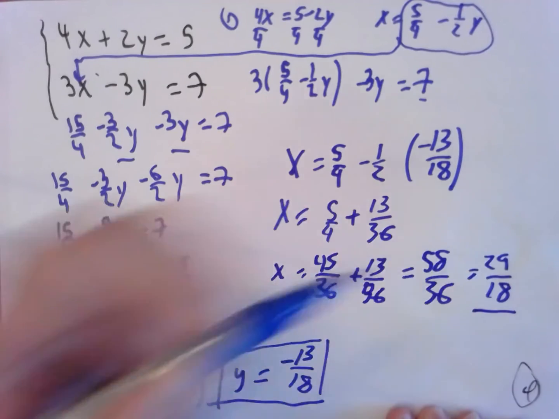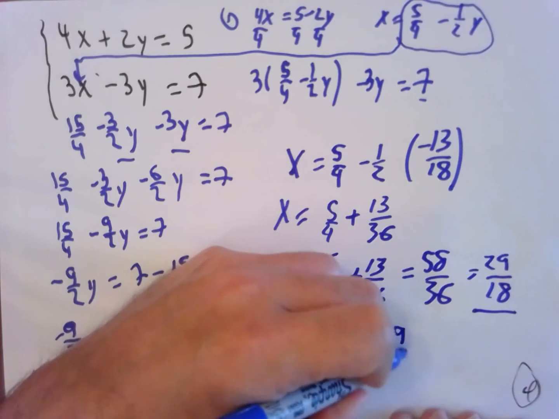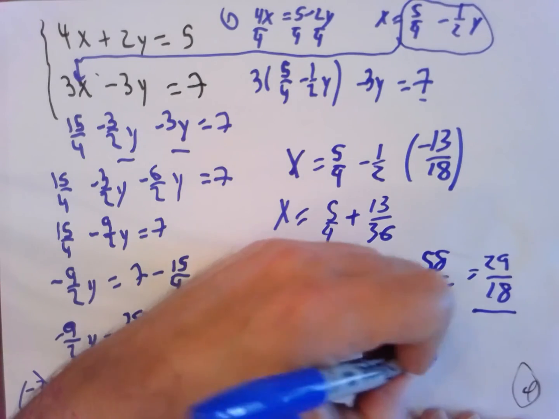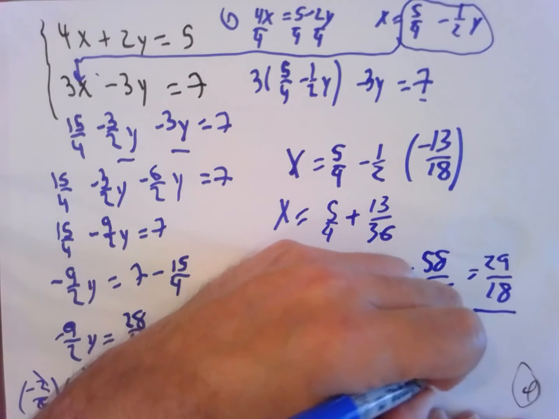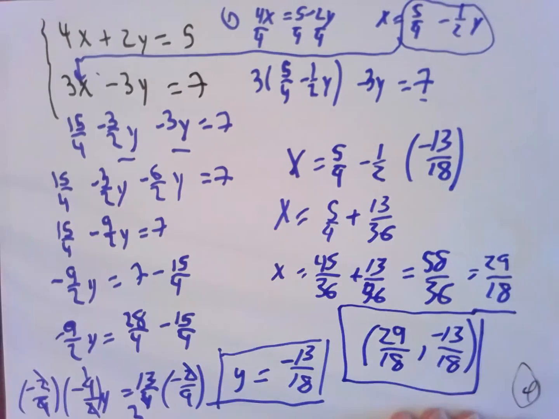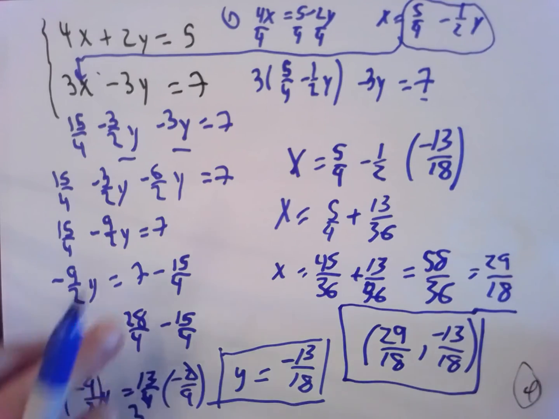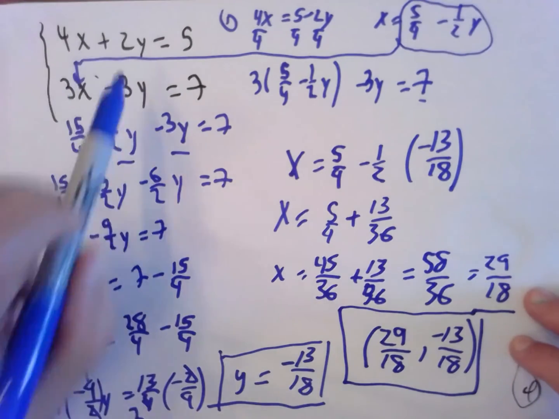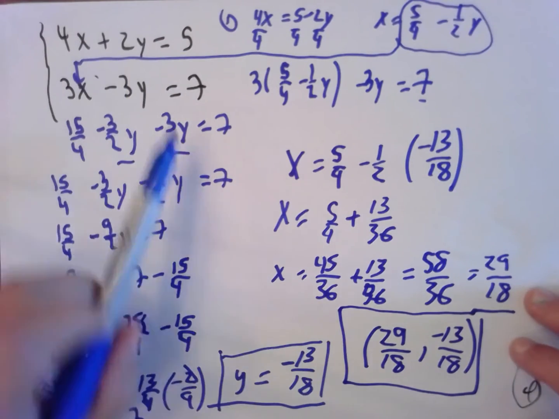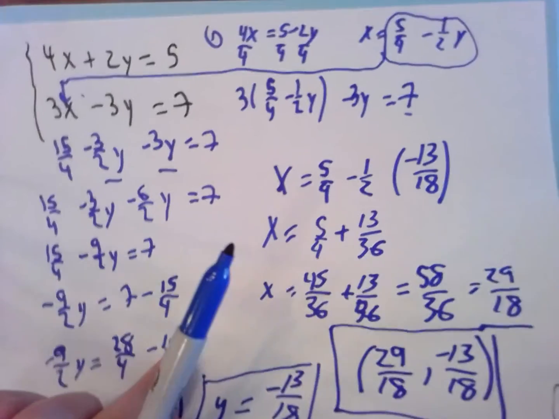So there's x. So our solution is the point 29 over 18, comma, negative 13 over 8. And we should check it, but trust me, I've already checked it. That's the correct solution. I'm not going to go through all that right here. Okay, so that was an awful one that honestly probably would have been better had we done using elimination, which we'll do in the next video.